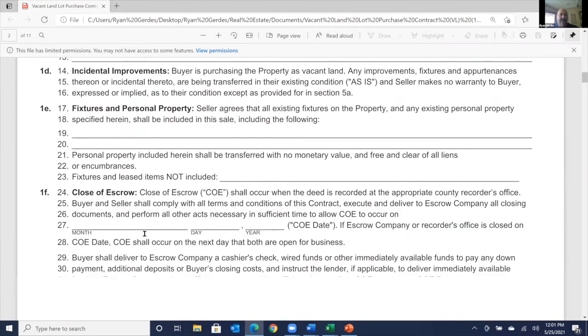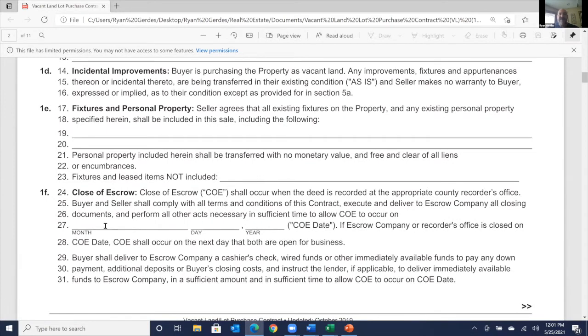Close of escrow will be here on line 27. Generally speaking, we're looking at a minimum of 45 days to close a vacant land deal. Because of the due diligence periods, which we will go over a little bit later, you can anticipate a minimum of 45 days or longer.